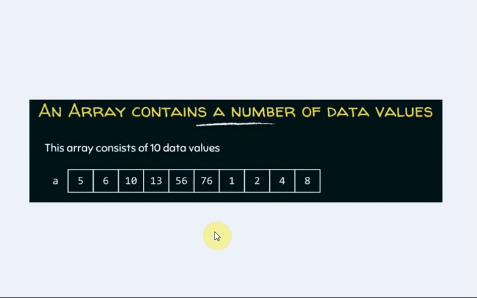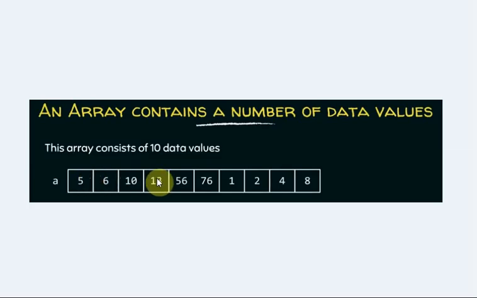In this video we are going to learn about arrays. Arrays are used to store multiple data values. For example, let's say this array A, any name we can give. Each and every data item actually creates a separate variable.